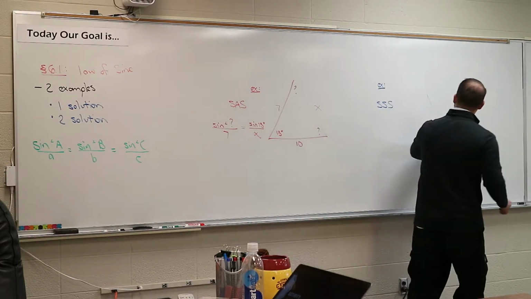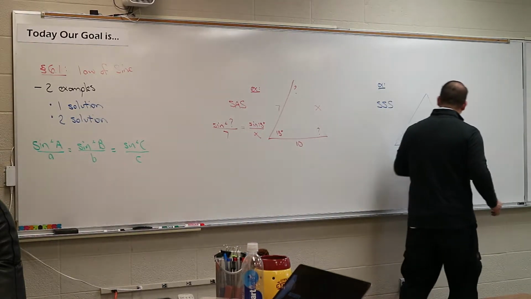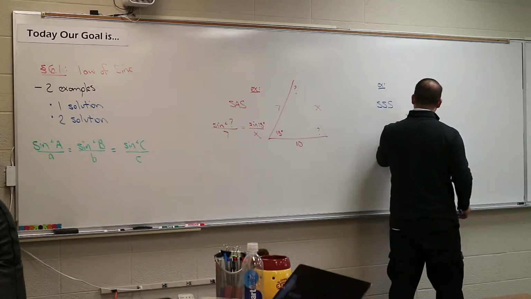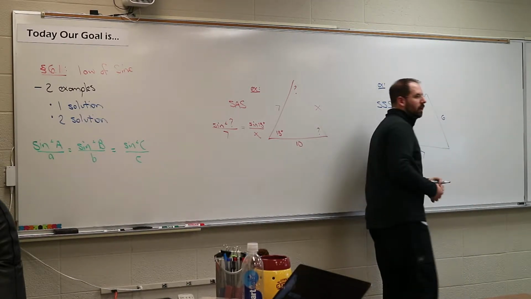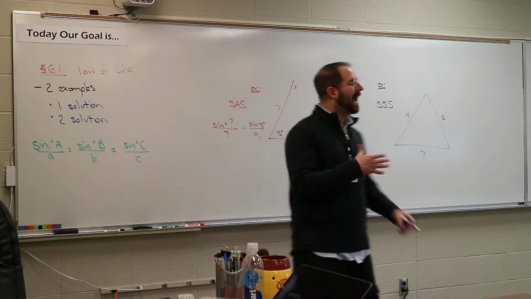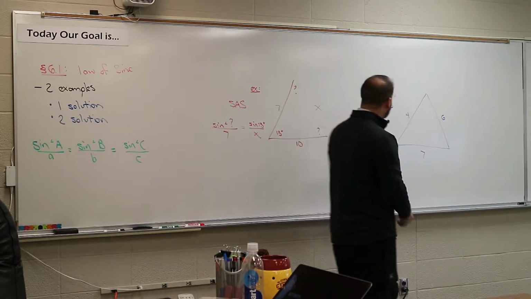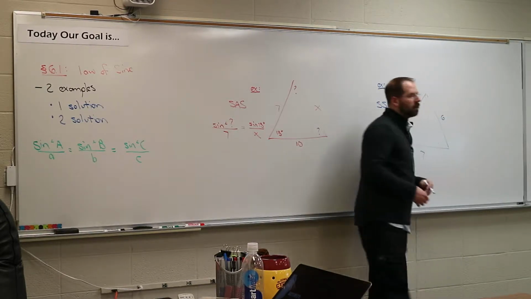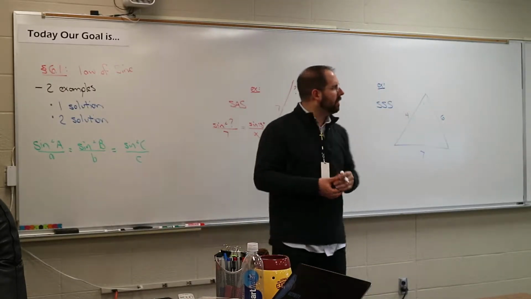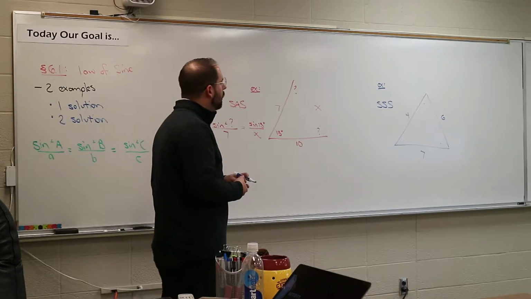SSS, where they give you 3 sides. So, 3 sides, let's go 4, 6, and 7, fine. Okay, so if this is my triangle, I can't solve this one yet either, because if I try to do the law of sines, I don't have any of the angles in the corners. It's going to be bizarre. So I can't do it.